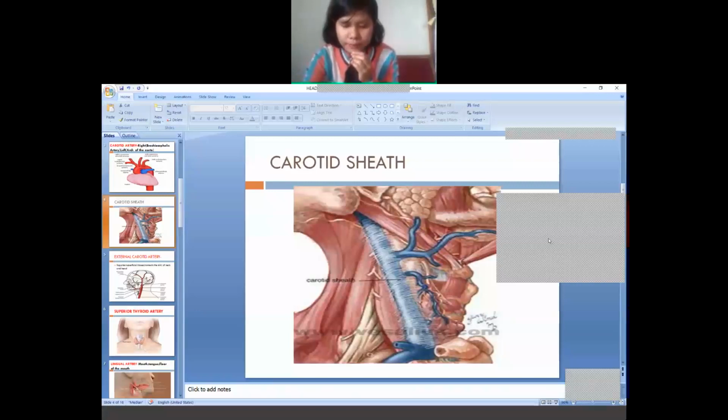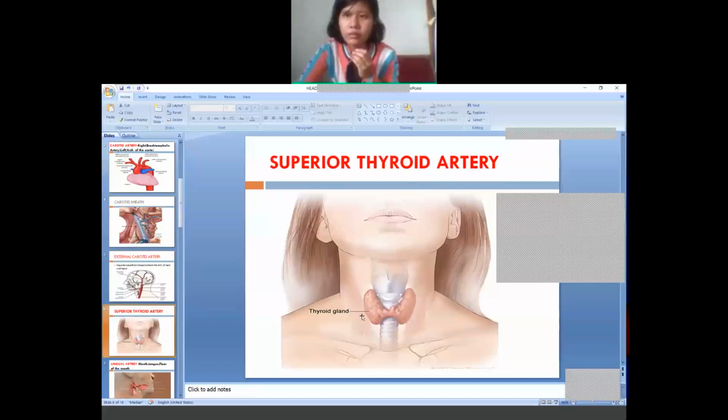Okay, superior thyroid artery supplies blood to where? The thyroid gland. Okay, good. So this is the thyroid gland. So the superior thyroid artery supplies blood to the thyroid gland. Okay, good.